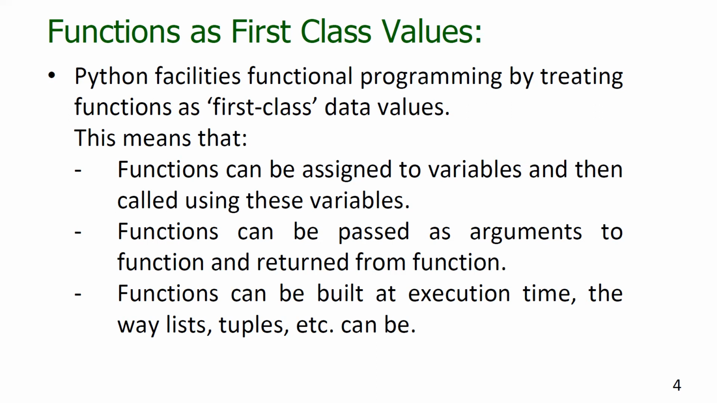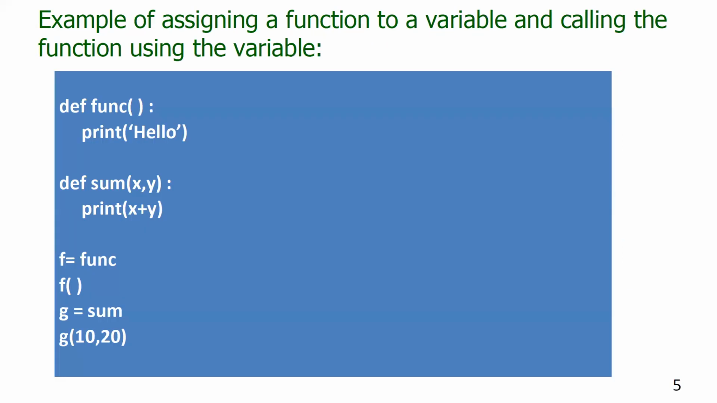So coming to the first example, functions can be assigned to variables and then called using these variables. This is the program which will describe how we define variables, how we can assign functions to the variables, and how we can call the variables as functions. Here we are going to define two functions. Normally we know the function will be defined using the keyword def. So def func parenthesis. This is the definition of a function.